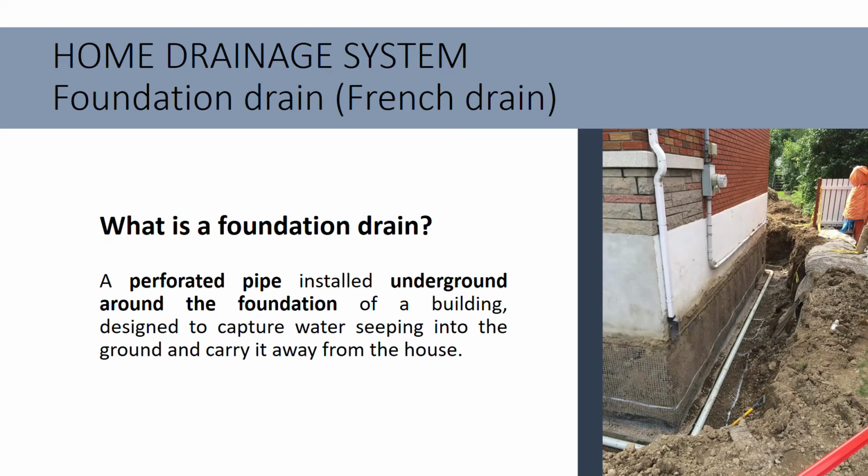First, let's take a closer look at foundation drains, commonly known as French drains. What is a French drain? A French drain is typically a perforated pipe with a diameter of 4 inches installed around the perimeter of your home at the base of your foundation, approximately 4 to 6 feet below ground level.